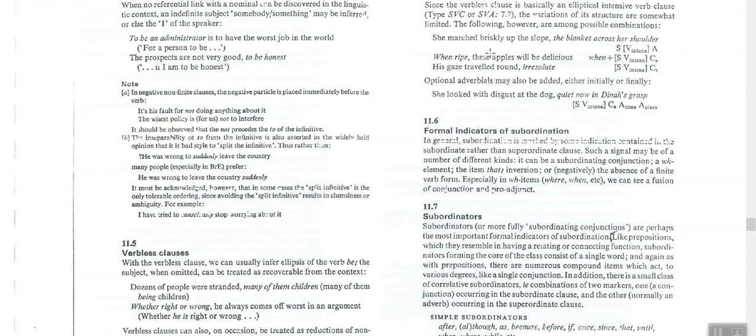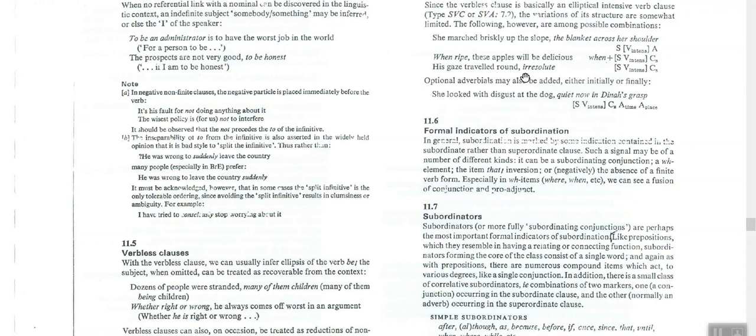She marched briskly up the slope, the blanket across her shoulder. The blanket across her shoulder. See this verbless clause. The blanket across her shoulder. SVA. This is A. The blanket is what? Subject. Across her shoulder, this is an adverbial. So where is the verb? It is verbless. As if we can say, she marched briskly up the slope, the blanket was across her shoulder. See? Was. So here we have what? We have an elliptical intensive verb.